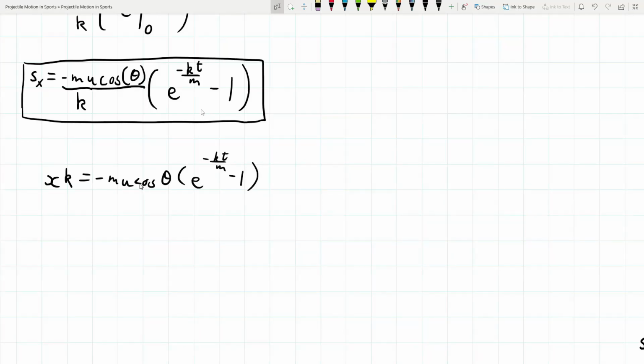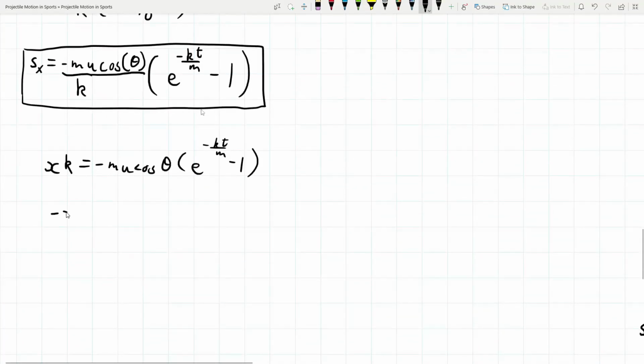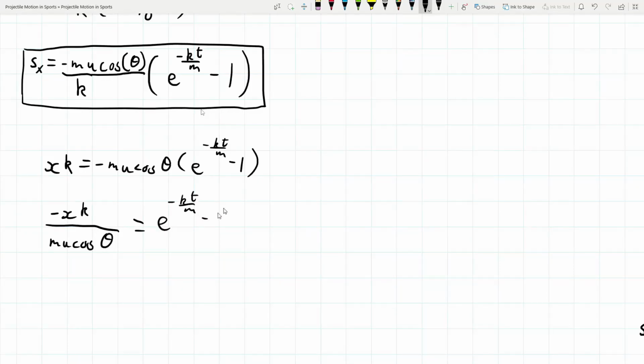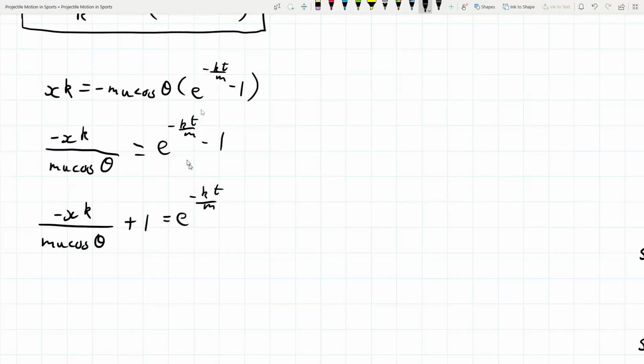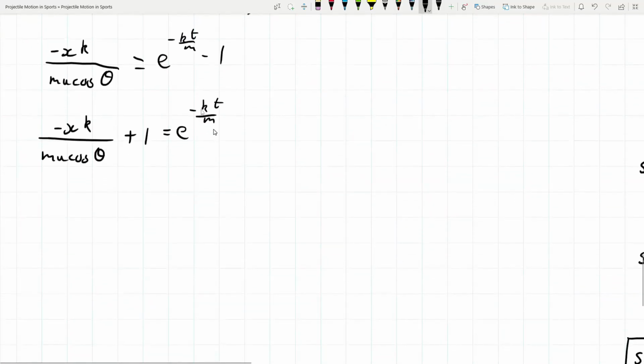So now we divide by minus mu cos theta, and we get minus xk over mu cos theta. I just multiplied the top and bottom by minus 1 to put the minus on the top. That's going to be equal to e to the minus kt over m minus 1. We just add 1 to both sides. We get minus xk over mu cos theta plus 1 equals e to the minus kt over m. So now we just take the natural log on both sides.